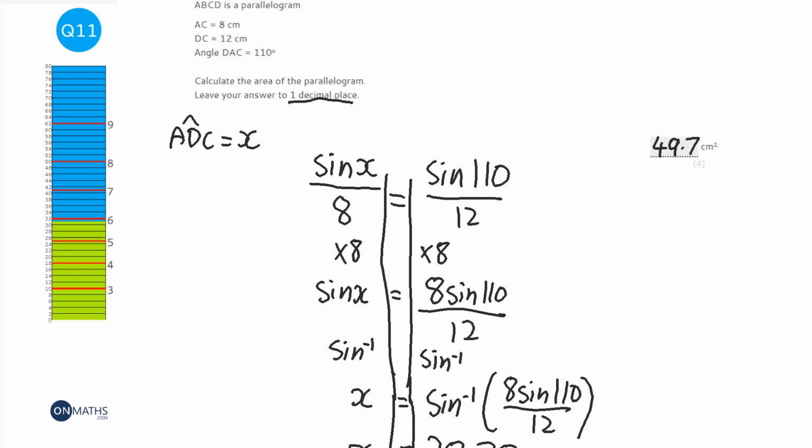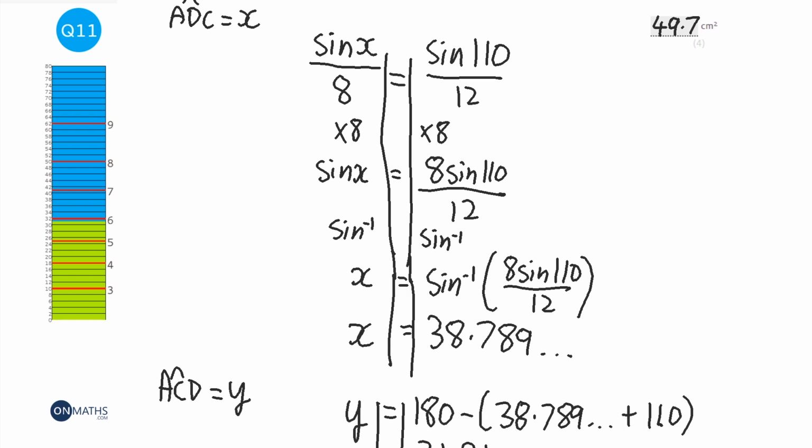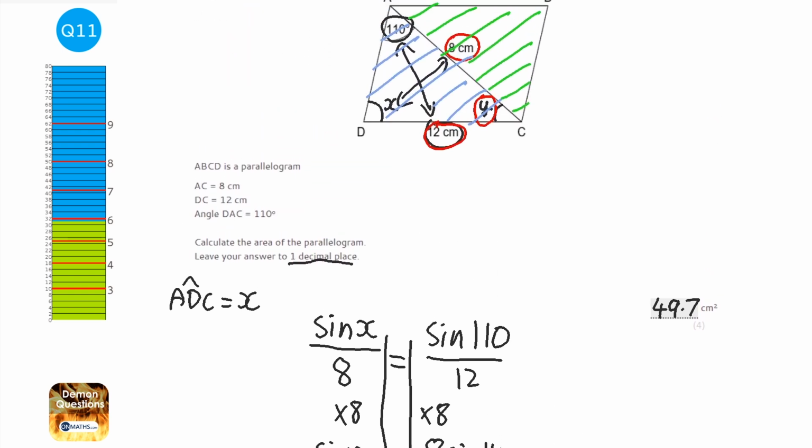Now, if you didn't keep the numbers in your calculator and you rounded them, make sure you round them to 4 or 5 decimal places. I would probably round it at least to 3 decimal places, but you normally want to go a little bit further. You might find that if you rounded it, you might get a slightly different answer to mine.